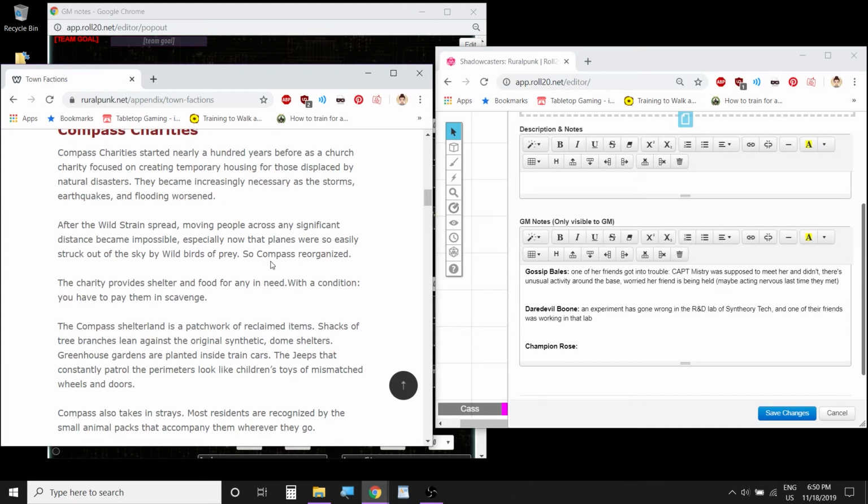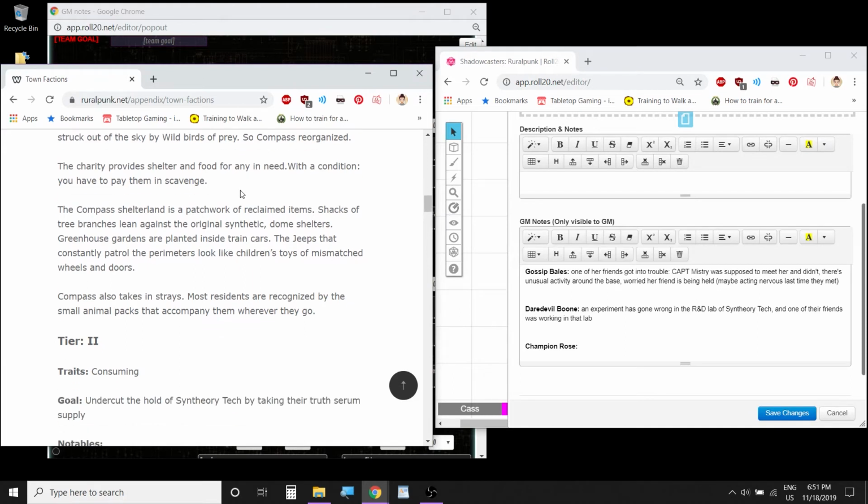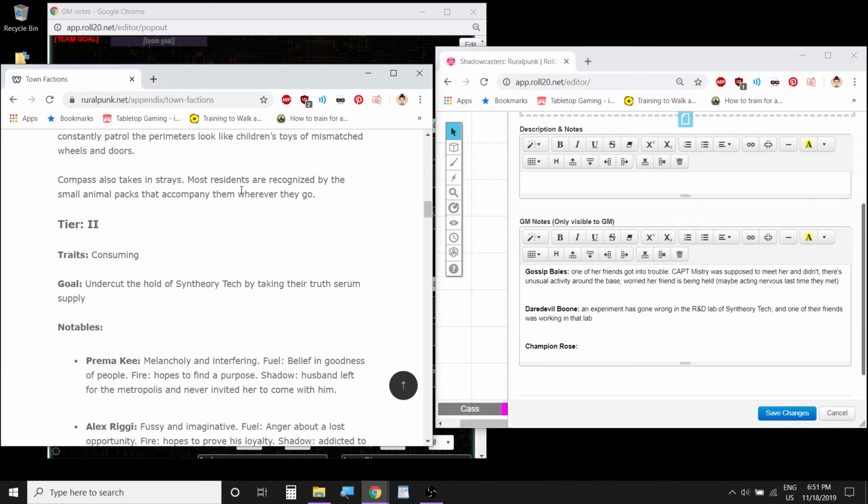But what happened is once the wild strain broke out, moving cross country became very, very difficult, and so they couldn't really focus on rehoming and relocating people. And so they kind of reorganized, and they focus on helping people in need, but in return they want scavenge. So they're very interested in scavenge. What they do with that is a bit of a mystery. And they want to undercut the hold of Syntheory Tech by taking their true serum supply.